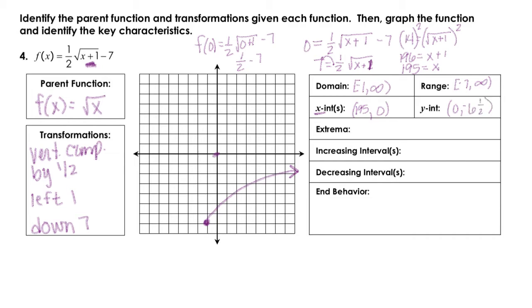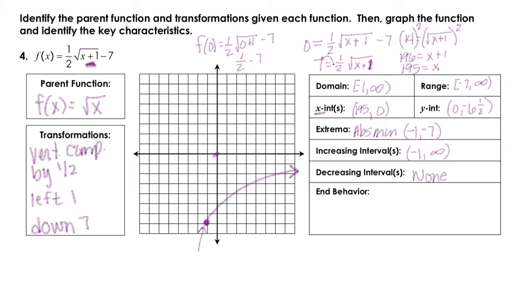Now, our extrema, that's talking about our relatives and our absolutes. And here, way down here, we have an absolute min. And that's going to occur at -1, -7. And for increasing intervals, we are increasing from -1 to infinity, and decreasing, we don't have any of those decreasing intervals.